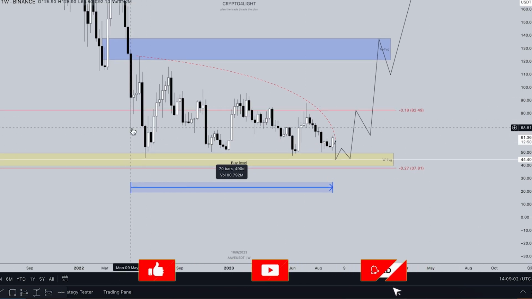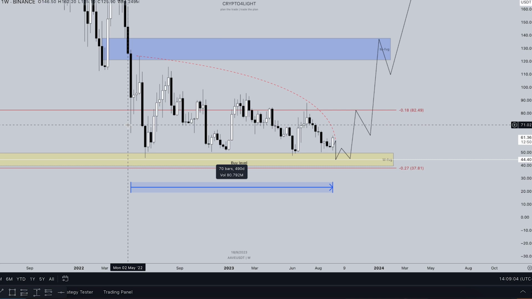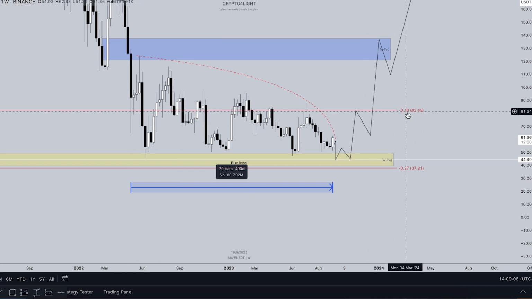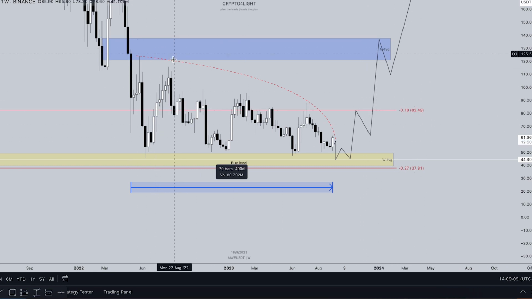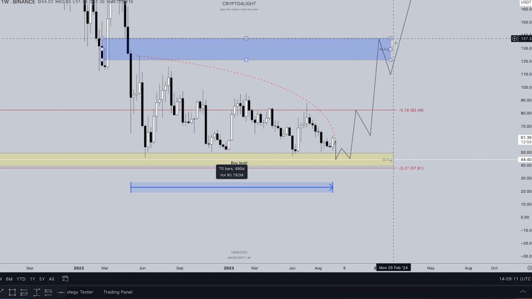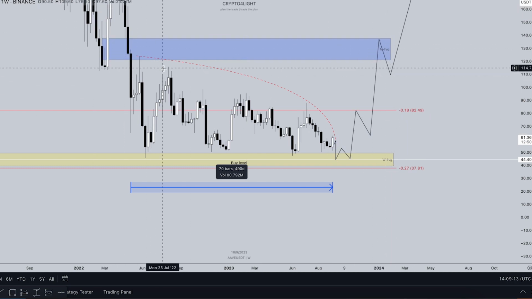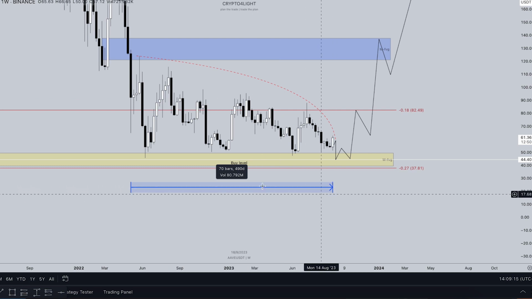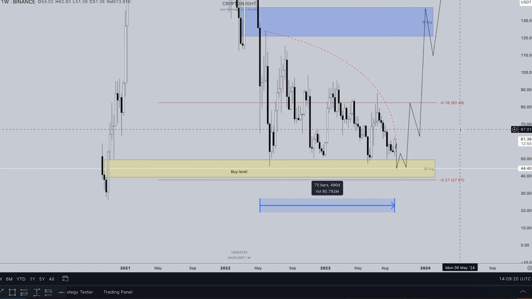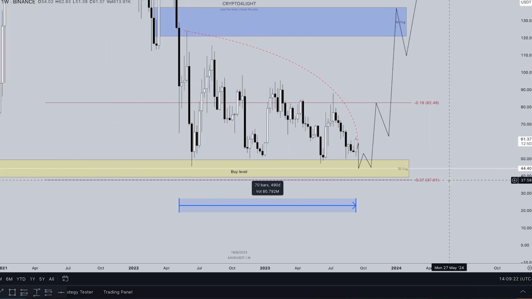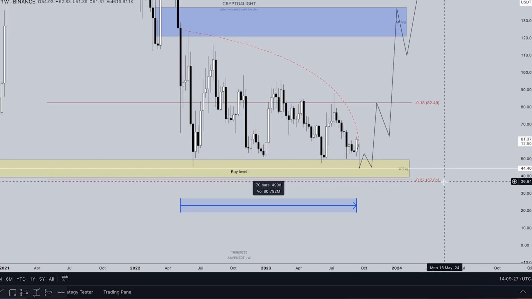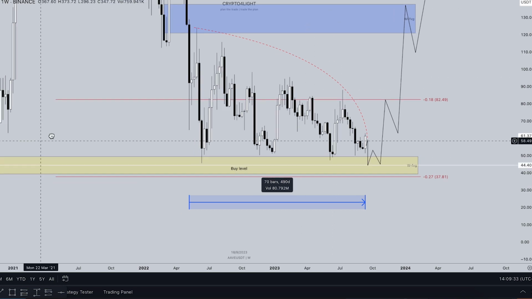In May 2022, we tested the minus 0.018 level by FIB, bounced, forming the big monthly gap, the main one, and traded over 490 days in the 27 zone. The worst case scenario for AAVE, if we drop to the 27 level, is $37.81. For me this is the fulfillment of this weekly gap. So this is a monthly gap, this is a weekly gap.